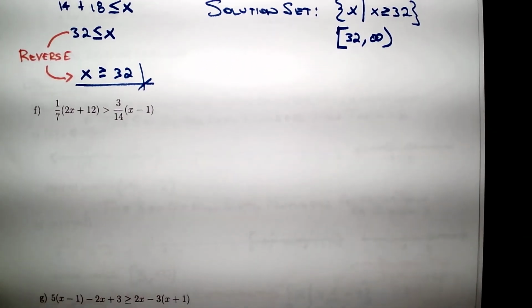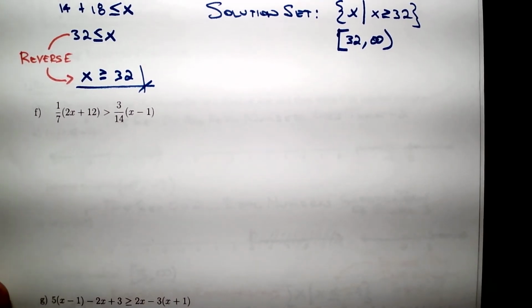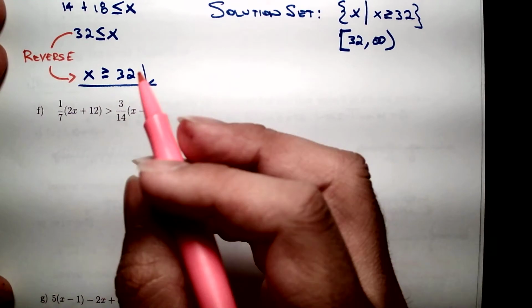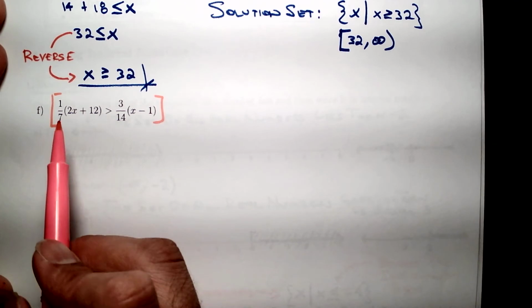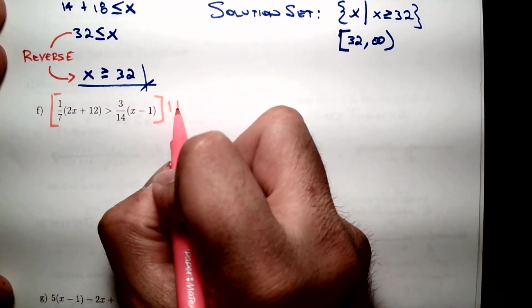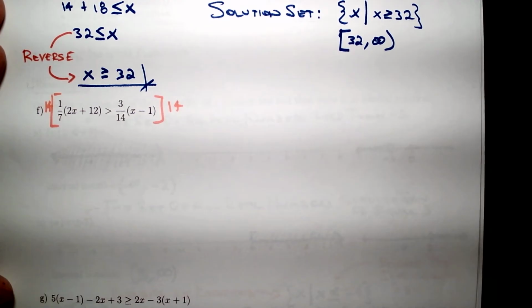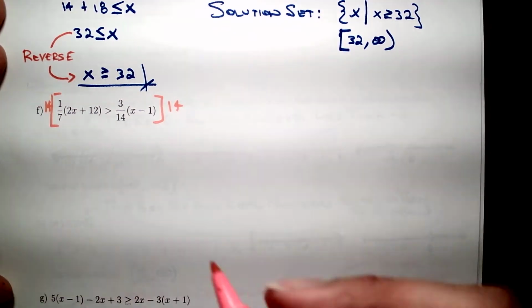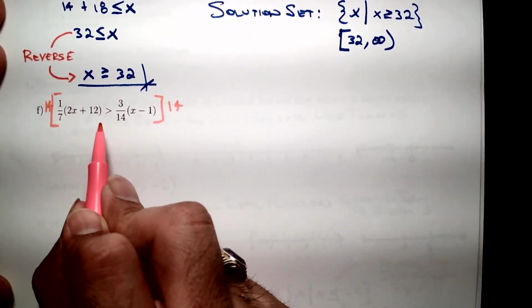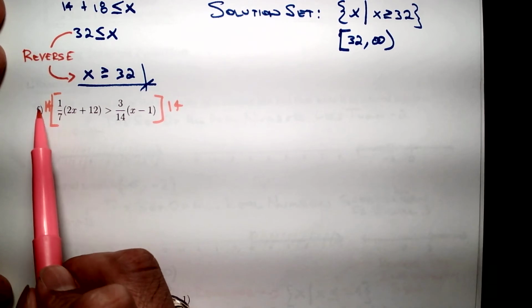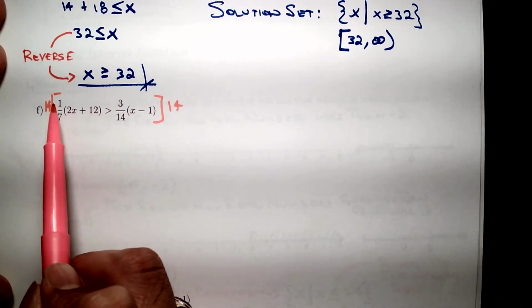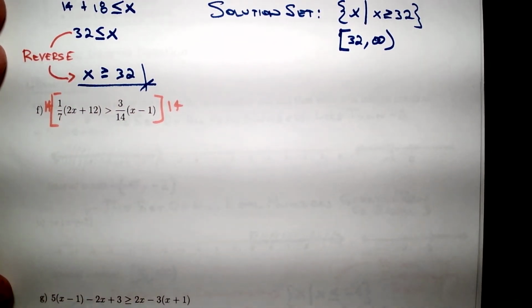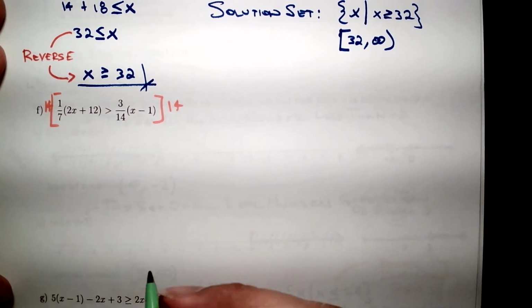All right, let's look at another example, letter F. All right, so yes, we have fractions here. We have to deal with them. Well, the least common denominator between 7 and 14 is 14. So in this case, again, the inequality looks really big. It's going to make you think that you will have to distribute the 14 with the 2x and the 1 and the 12. Be careful about doing that because this 14 is multiplying.